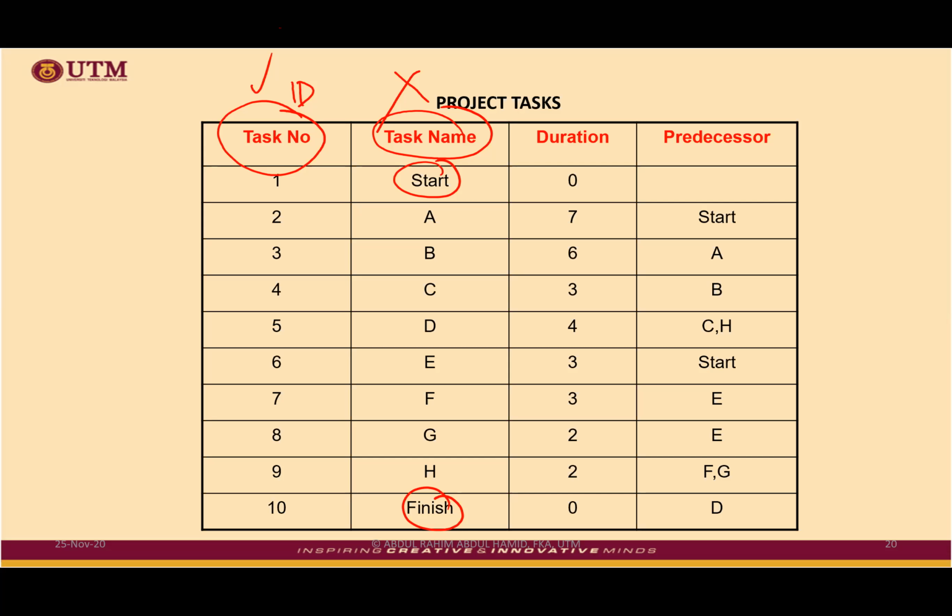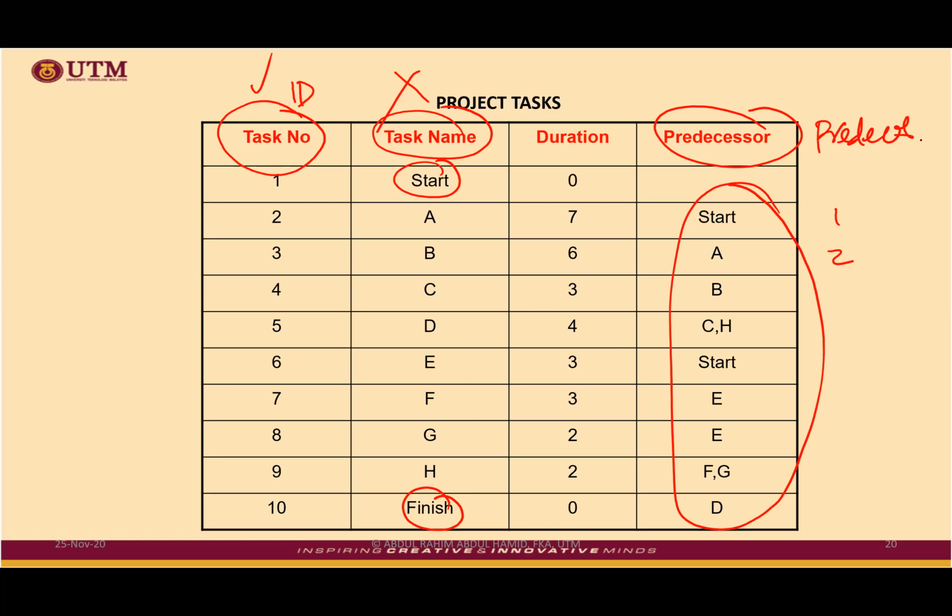So when you input the data into Microsoft Project and you want to set the predecessor, it is not based on the activity name. It is based on the ID. For instance, A is connected from start. What is the ID of start? It is 1. B is connected from A. What is the ID of A? 2. You see, this is the right predecessor you put into Microsoft Project. You do not put based on the name. All right, but for learning purposes, we do that.